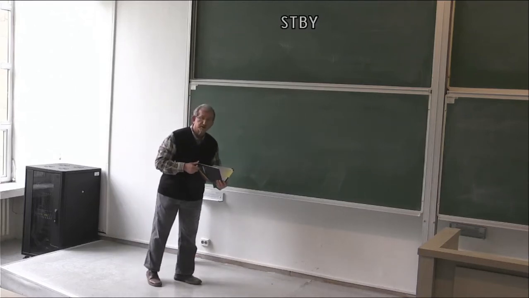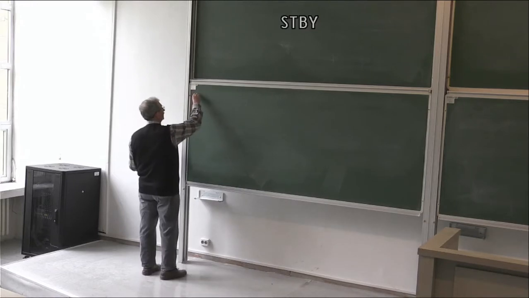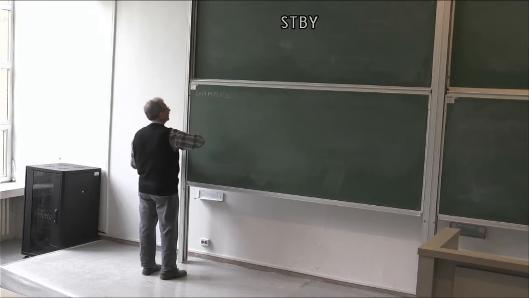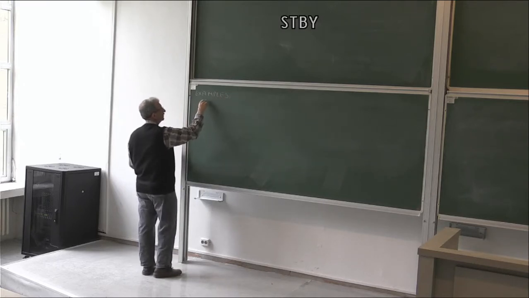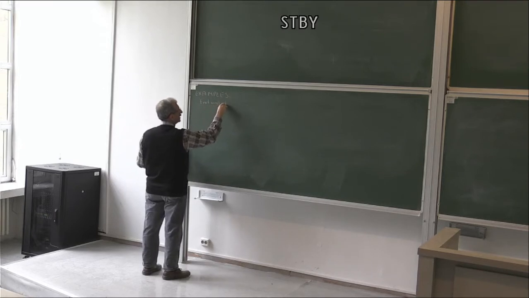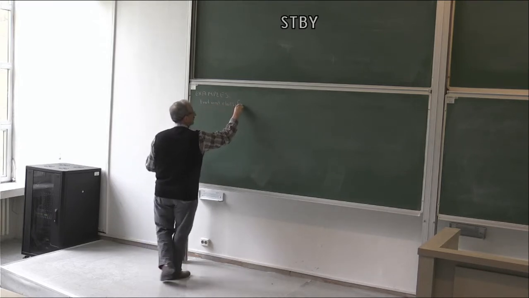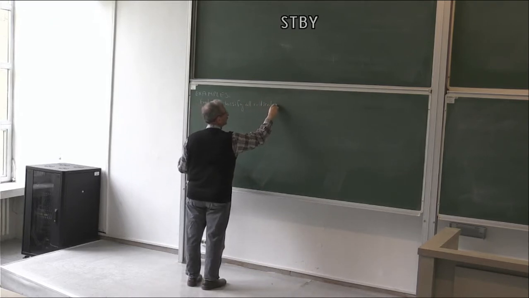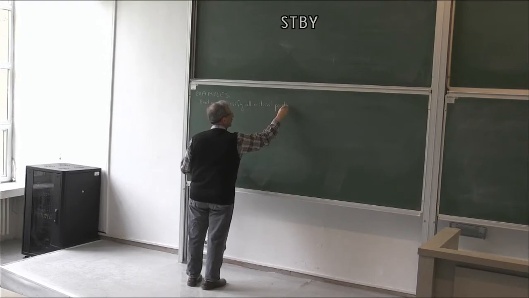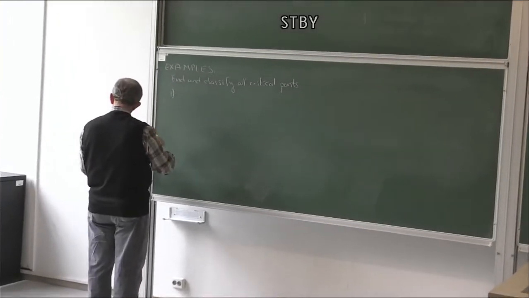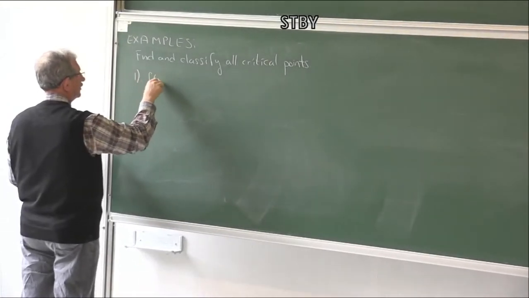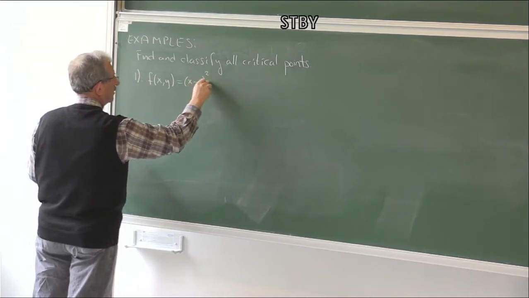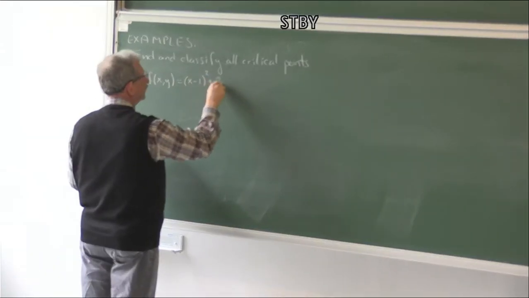Now we will consider some examples. Okay, the question is find and classify all critical points. So firstly, our function is x minus 1 squared plus 2y squared.